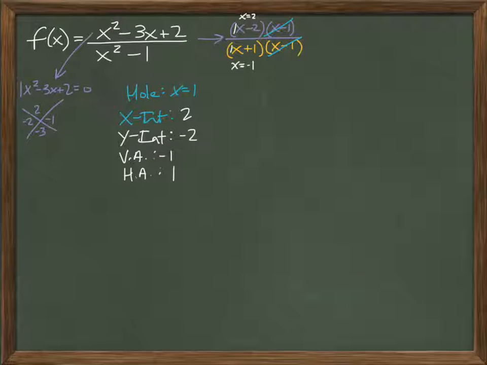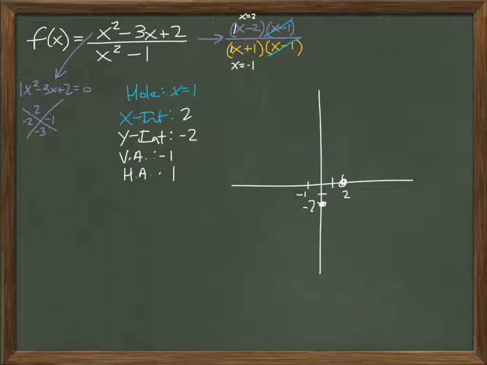Okay. So if I graph this, x-intercept at 2, y-intercept at negative 2, vertical asymptote at negative 1, and a horizontal asymptote at 1. All right, and using my x-intercept and vertical asymptote data, it's going to be 2 and then negative 1.